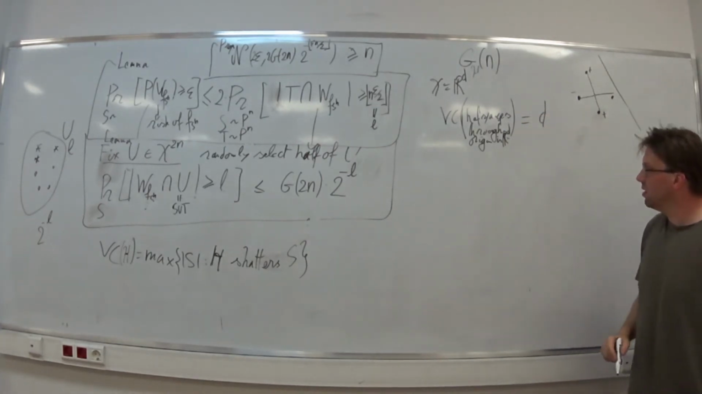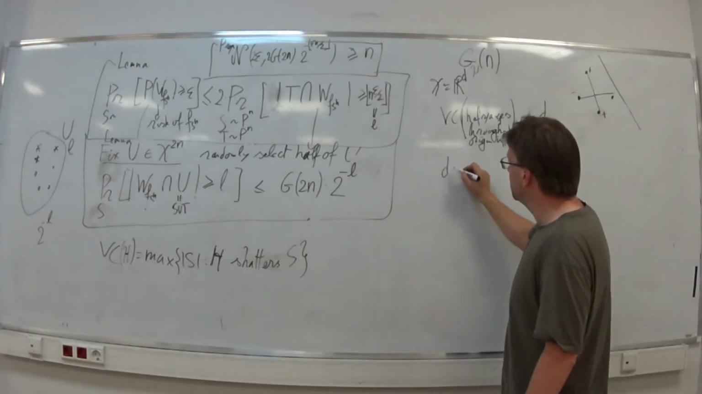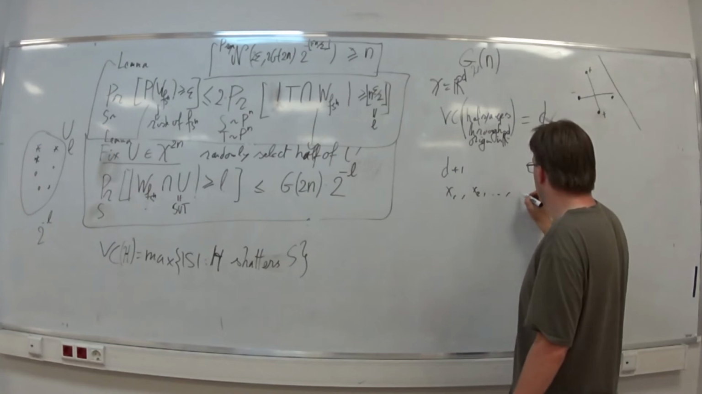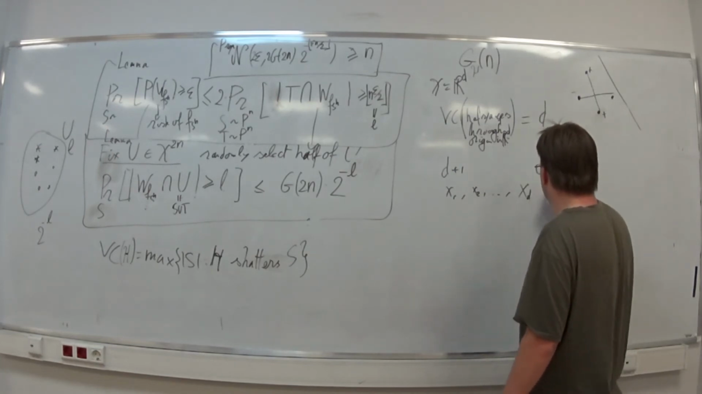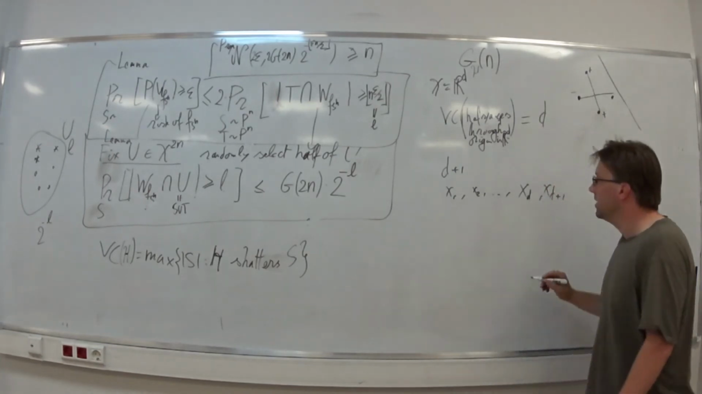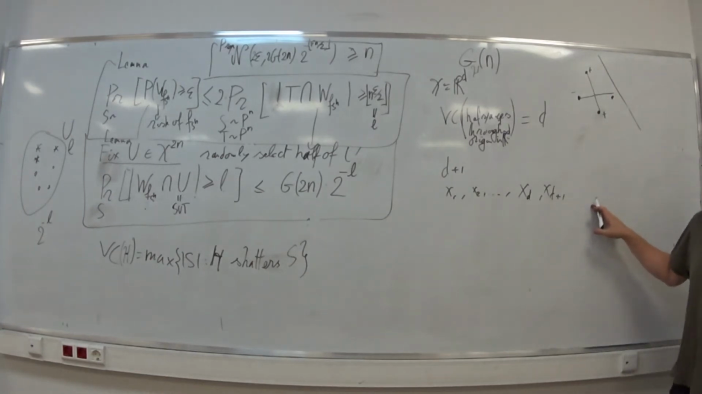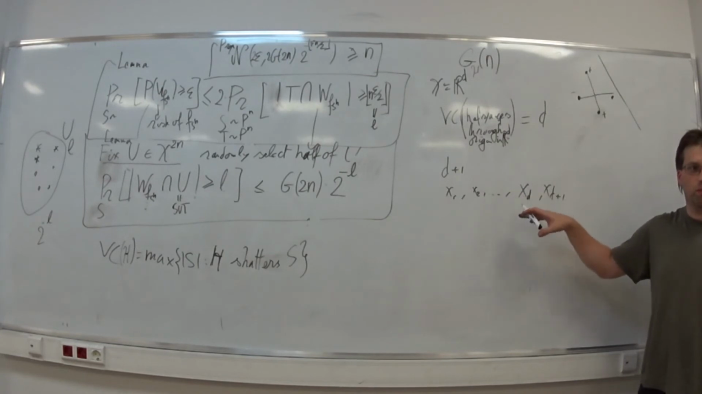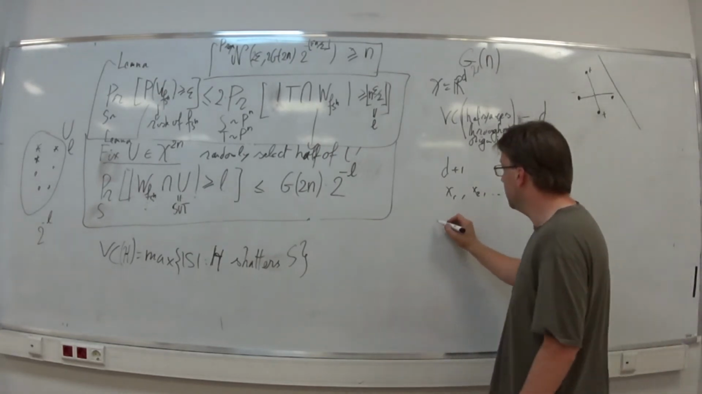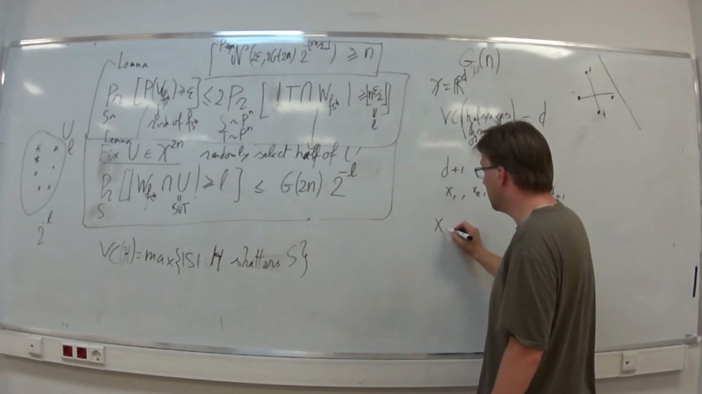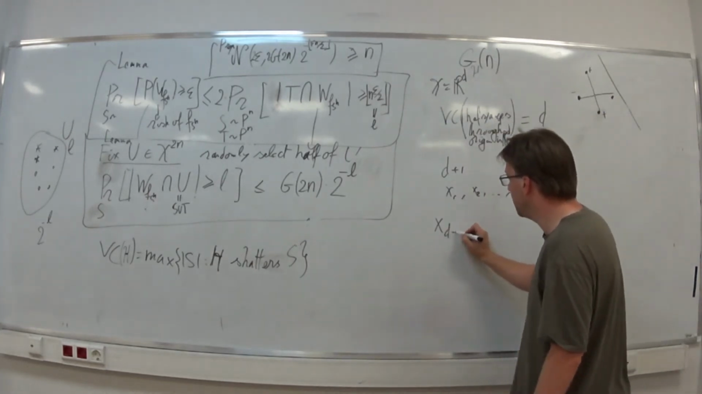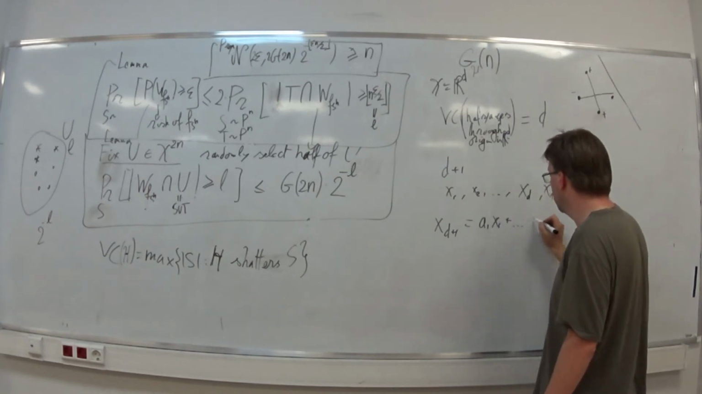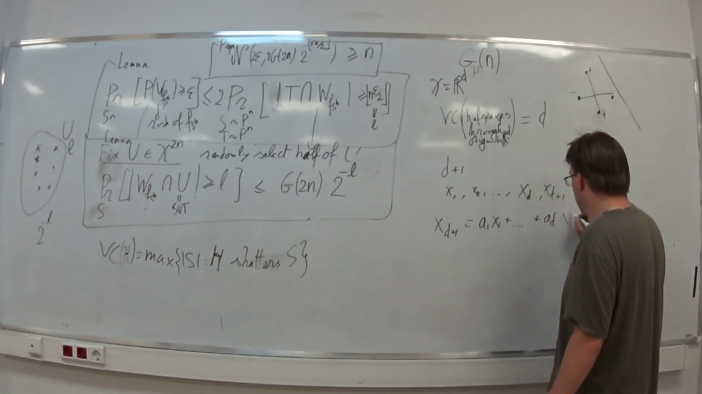So, okay, let us take d plus 1 points, x1, x2, and so on, up to x_{d+1}. So we have this list of points. We have d dimensions, so one point is a linear combination of the other points. So we can select, let's say, the last point, x_{d+1}, equal to a1 x1 plus ... plus ad xd.